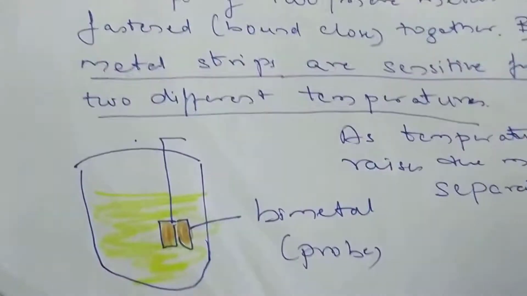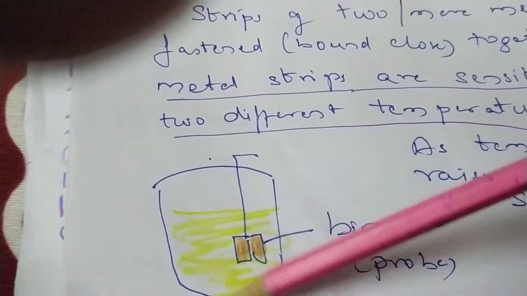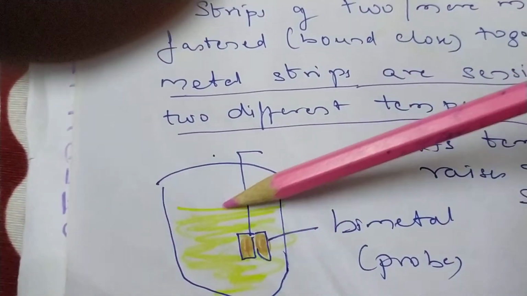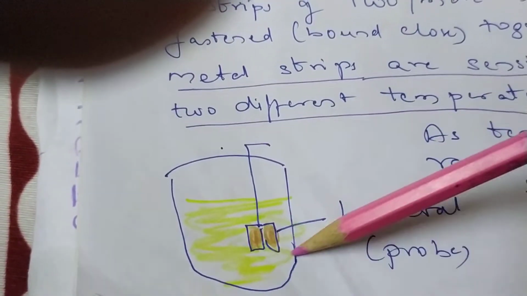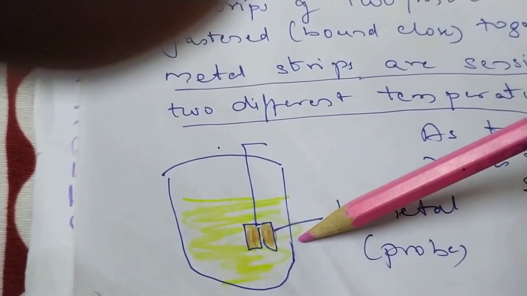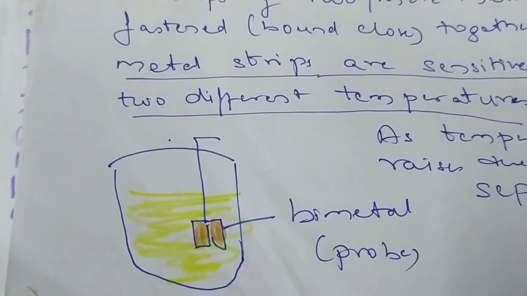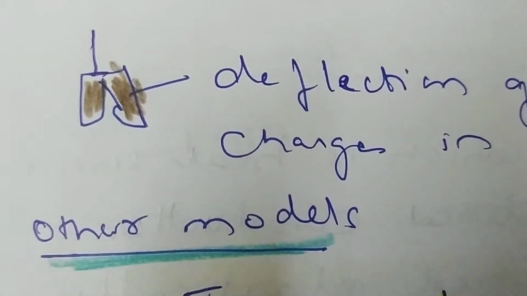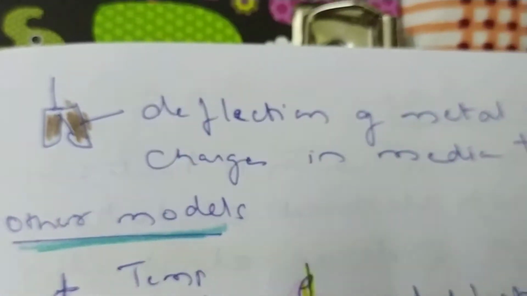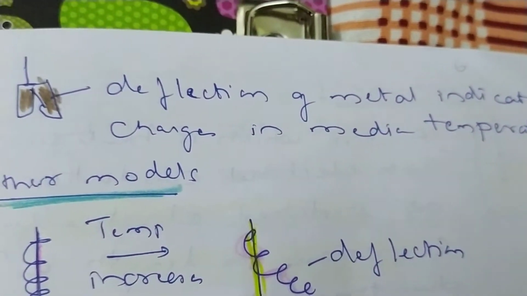Okay, usually in the fermenters, what they will do is, in this region there will be some glass viewers in the old, traditional fermenters. Exactly at this point, imagine like a box, there's a glass viewer where the bimetal will stand. Exactly at that point one can see and identify. What will they identify? See this picture here: deflection of the metal indicates changes in media temperature.